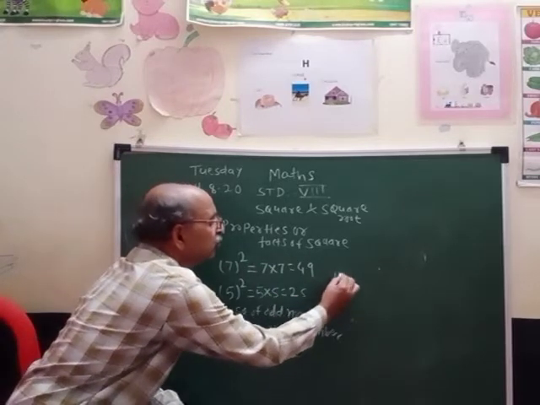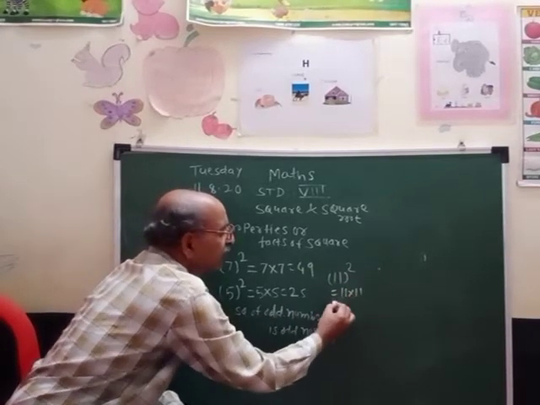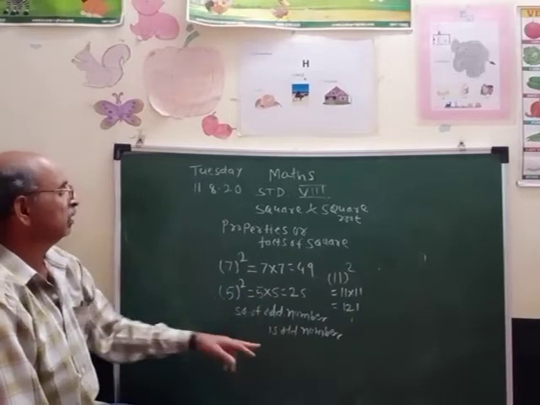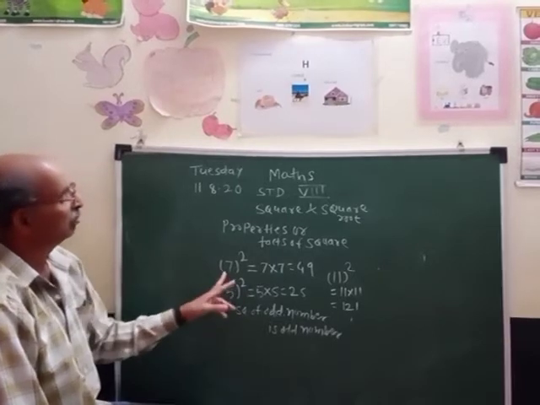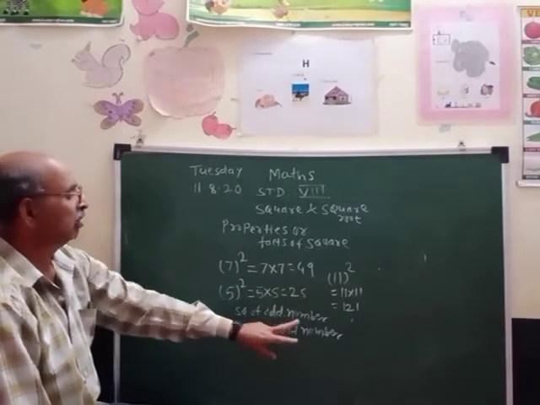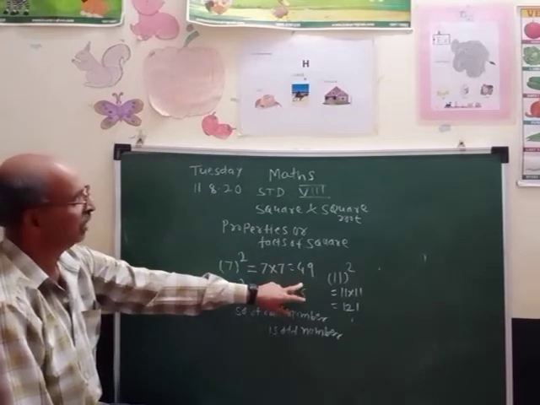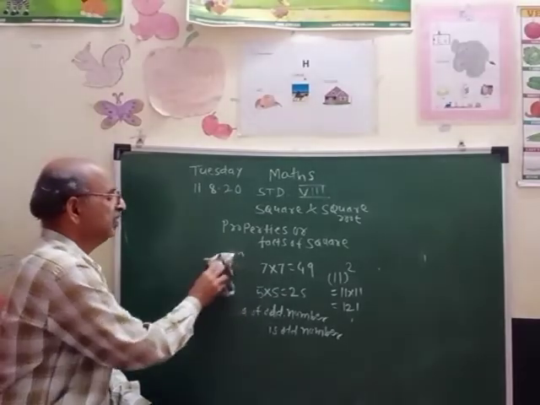Now see, if you take 11 square, 11 is an odd number, so 11 into 11, that is 121. So 121 is also an odd number. So the next property is that the square of any odd number is also an odd number. Means if you make the square of an odd number, then the answer which you are getting is also an odd number. Now we see next.